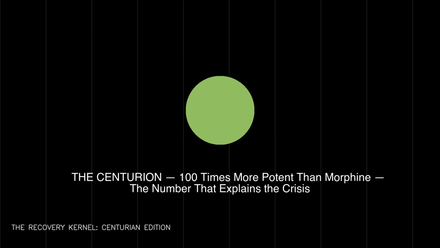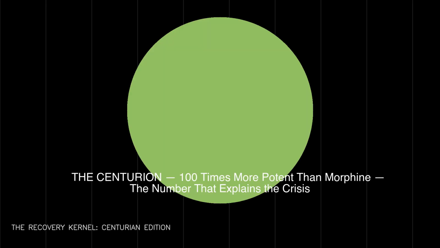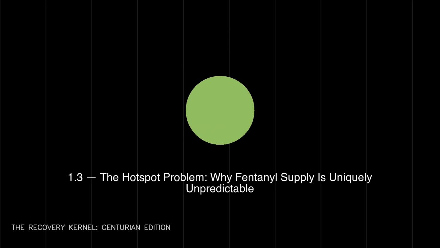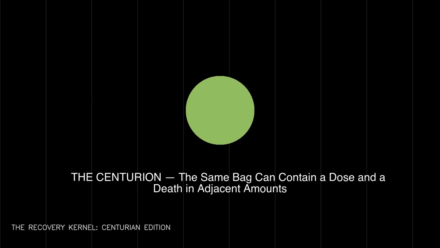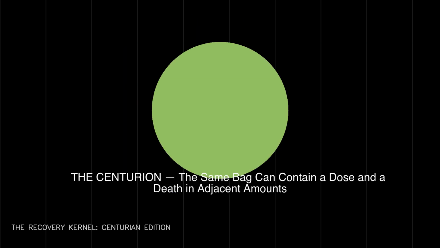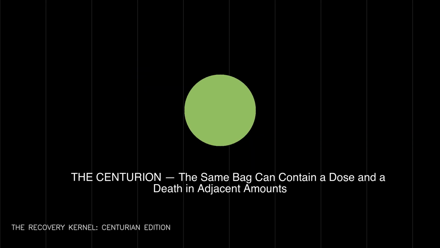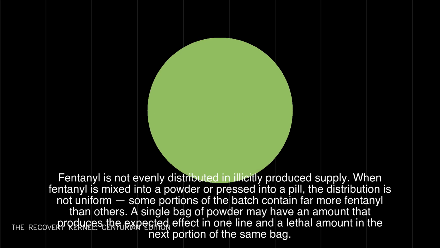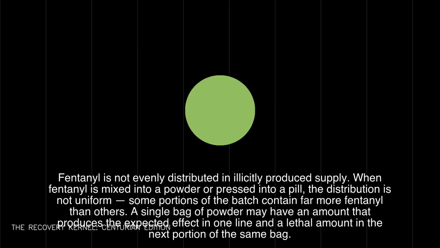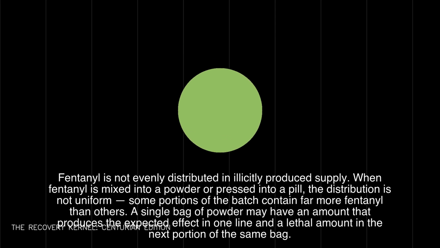1.3. The hotspot problem: why fentanyl supply is uniquely unpredictable. Classical building the Centurion: the same bag can contain a dose and a death in adjacent amounts. Fentanyl is not evenly distributed in illicitly produced supply. When fentanyl is mixed into a powder or pressed into a pill, the distribution is not uniform. Some portions of the batch contain far more fentanyl than others.